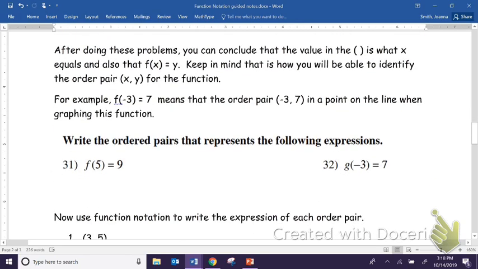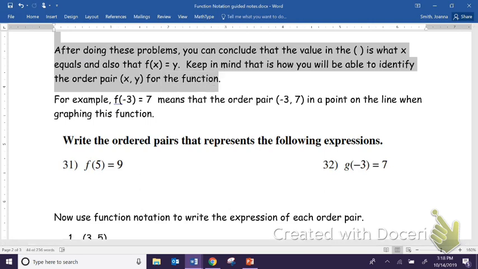After doing these problems, you can conclude that the value in the parentheses is what x equals, and also that f of x is equal to y. Keep in mind that is how you'll be able to identify the ordered pair x and y for the function. The ordered pair is the key word in this whole thing. Basically, you are given your x, which is inside the parentheses, and f of x is what your y equals to, so we can create ordered pairs.